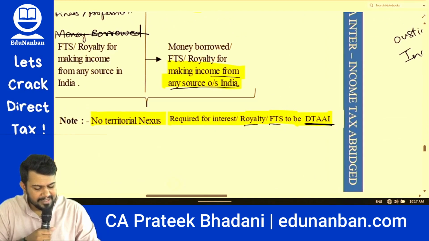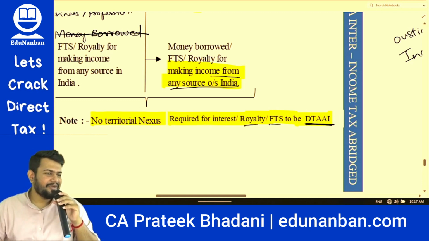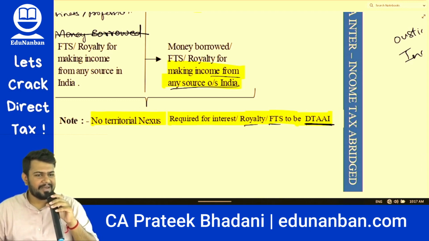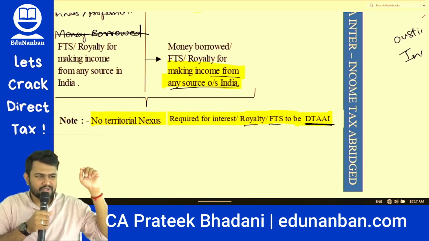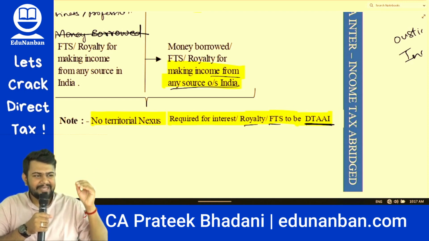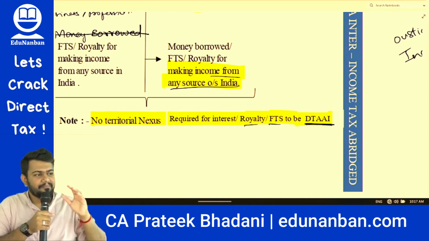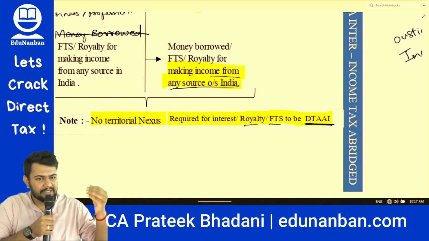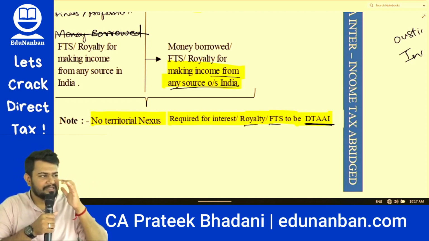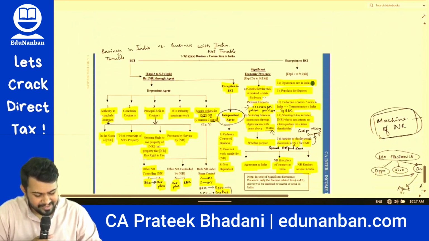Then last point, there is no territorial nexus required for interest, royalty and fee for technical service to be deemed to accrue or arise in India. It means what? It is not at all necessary that the non-resident should stay in India, the non-resident should receive it in India, or the non-resident should have any place of business in India. Without that also, it can be taxable in India, because we should not see the territorial nexus, we should see where the money is being used, or royalty or fee for technical service is being used. Okay, so with this, residential status also over.